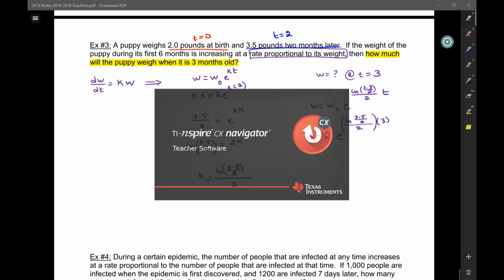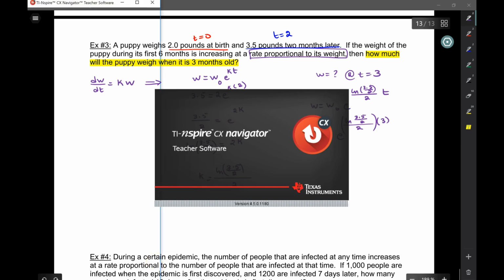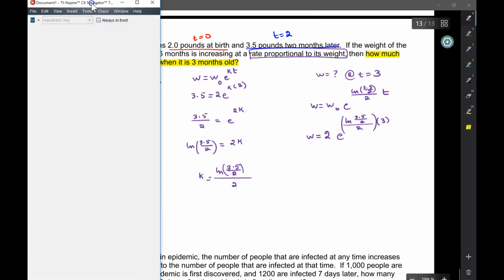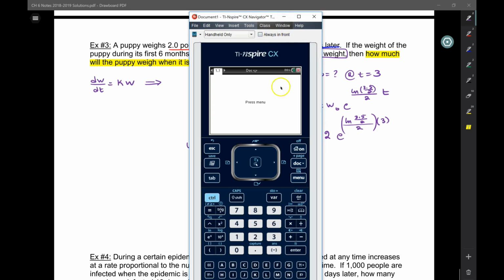All right. So we plug this in as is, right? Especially in these problems, we minimize the number of intermediate steps and we minimize the rounding in the intermediate steps. It's called rounding error. The e and ln do not cancel out, because it's ln of 3.5 over 2, all over 2, so there's a whole bunch of stuff happening.